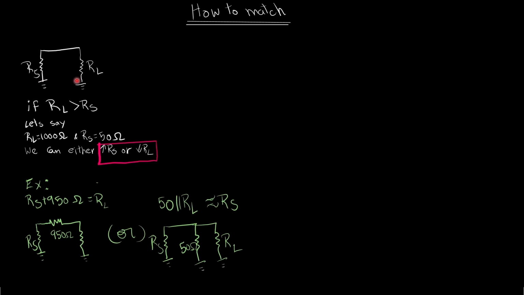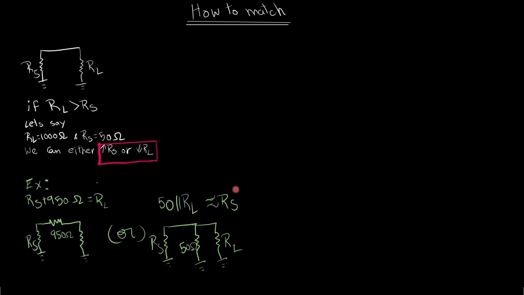At this point you may think, why not simply add a resistor and make the values equal? Here, if you want to match the 50 ohm source with the 1000 ohm load, you can either increase the RS or decrease the RL. For example, you could add a resistor in series with the source resistor to match the RL, or you can add a resistor in parallel with the RL to match it with the RS. But this won't practically work out.